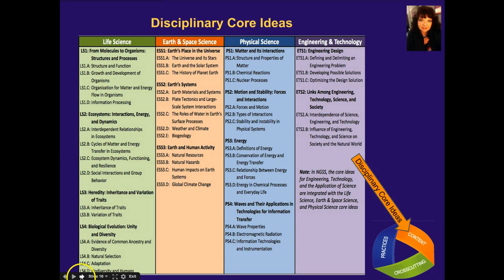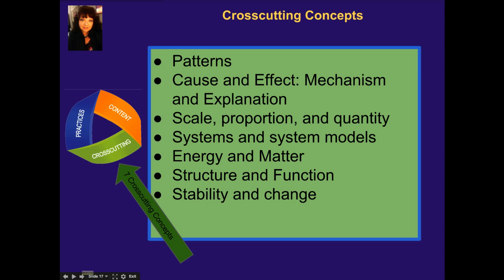And then the third dimension that we have is cross-cutting concepts. You can see that these cross-cutting concepts really act as a bridge, and they connect all of the science core ideas together. Go ahead and read those: patterns, cause and effect, mechanism and explanation, scale, systems, energy, structure, stability, and so forth. I suppose the reason they call them cross-cutting concepts is that they literally cross-cut through the standards, and this is where the connections are made.